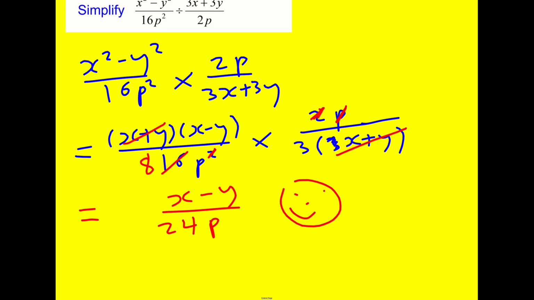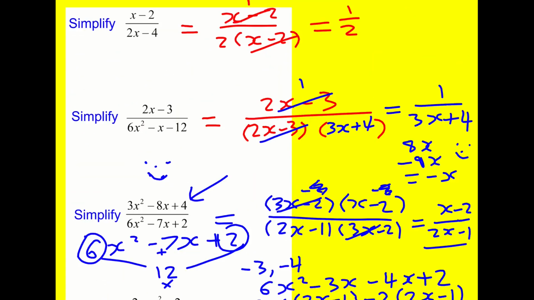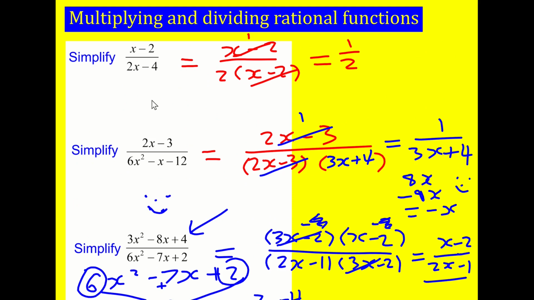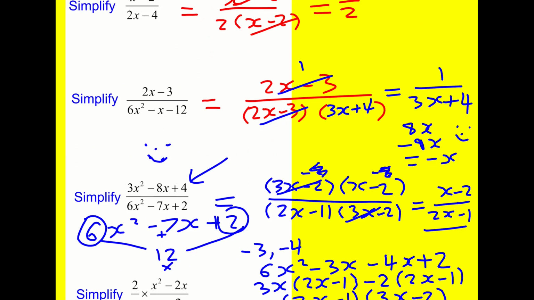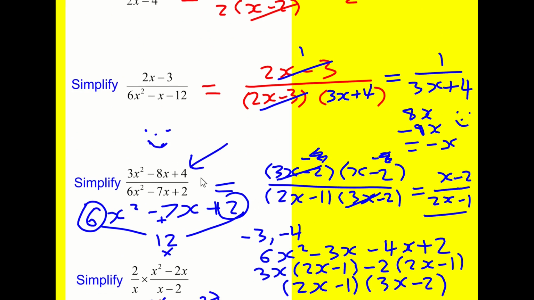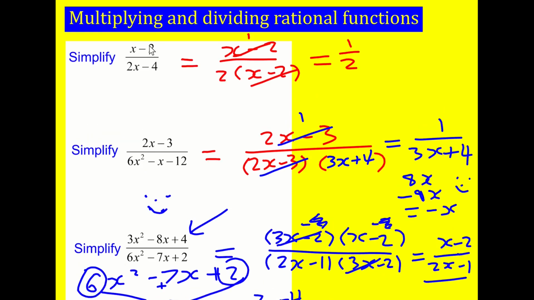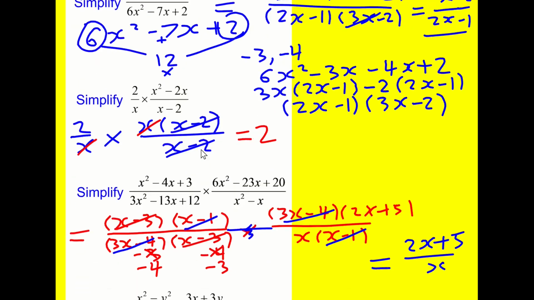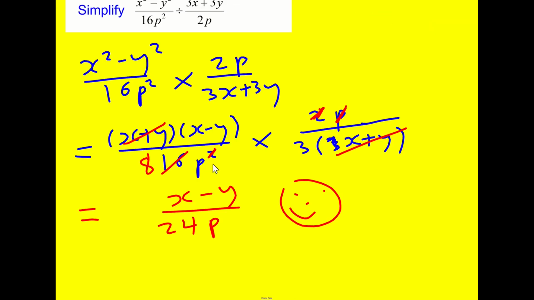Okay, so this was a bit of practice of multiplying and dividing and simplifying rational functions. It's all the stuff, we're just using our knowledge of multiplying or dividing fractions and simplifying or factorizing linear expressions and factorizing quadratics. I hope you're happy with that. Do some more practice and make sure you're up to speed with this.